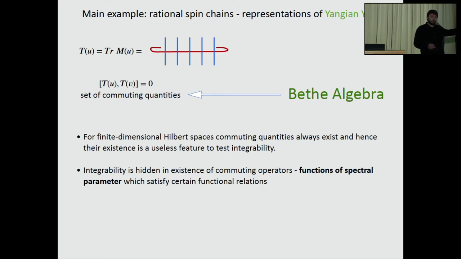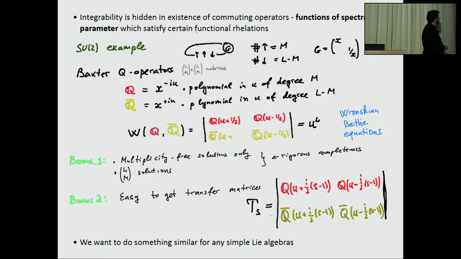Uh-huh, and this is the next point I'm going to make. I also make it provocative for a reason, right? It's not about the commuting quantities themselves, but the fact that you can organize commuting operators into functions of a spectral parameter. And these functions of the spectral parameter should satisfy quite non-trivial functional relations. And when you actually see this, then it's actually integrable, not before. And as Matthias mentioned, of course, it can eventually be equivalent to the Bethe equations.